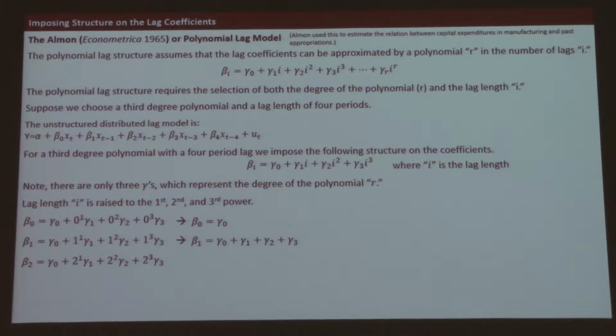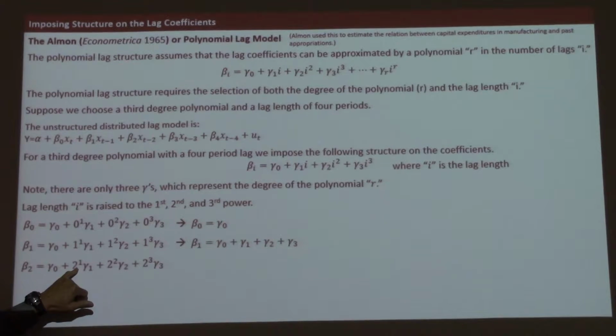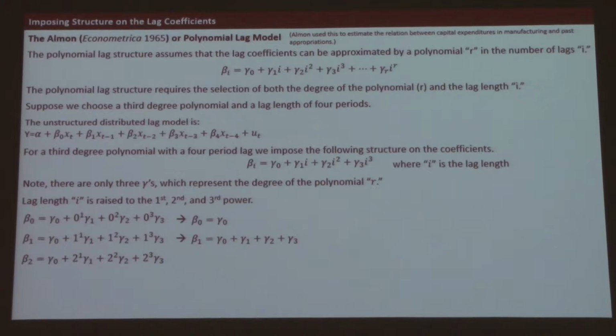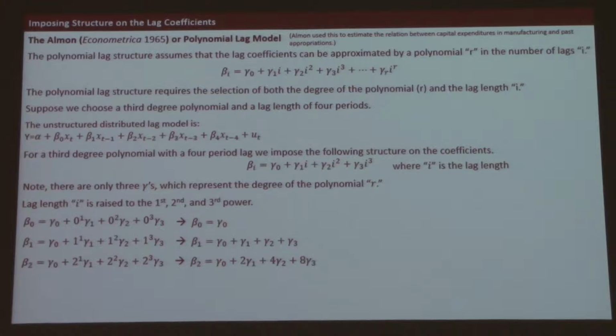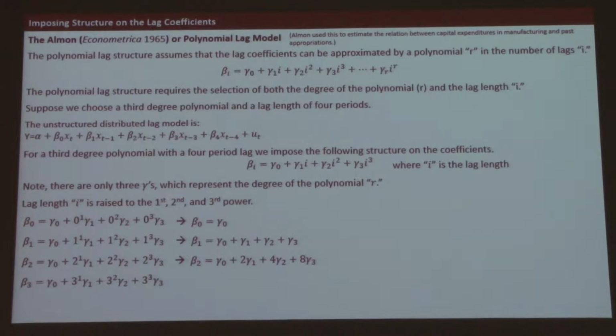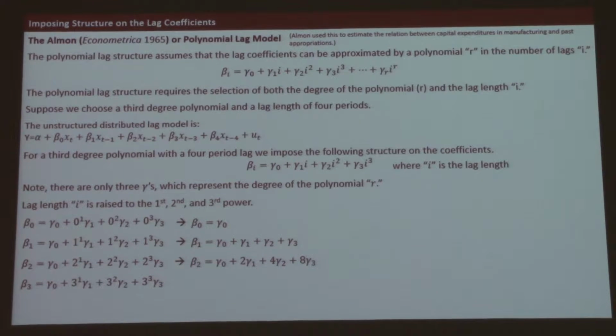We're going to take beta 2, which is the coefficient on the 2-period lag advertising. And again, we're just going to take 2 to the 1 power, 2 to the 2 power, 2 to the 3 power. And we're just going to do the math. And that's going to be 2, 4, and 8. We're going to take beta 3, which is the coefficient on the 3rd-period lag value of advertising. 3 to the 1, 3 to the 2, 3 to the 3. Do the math. And we get that.